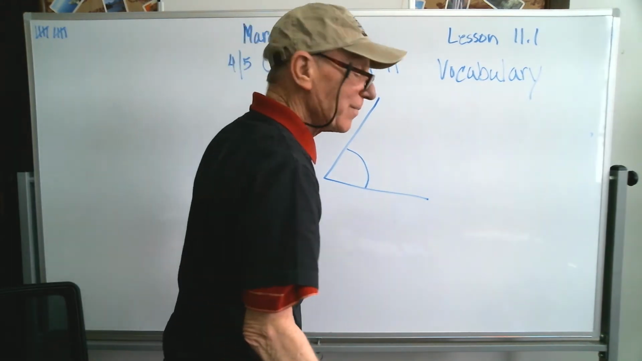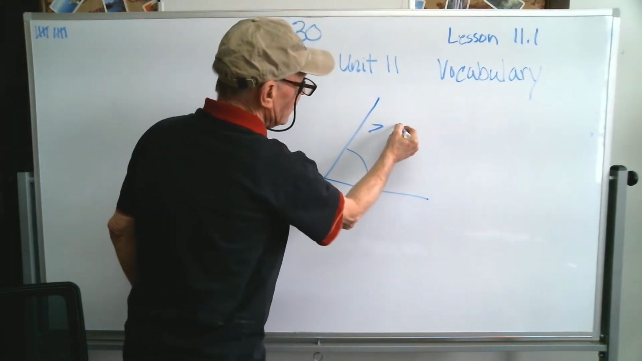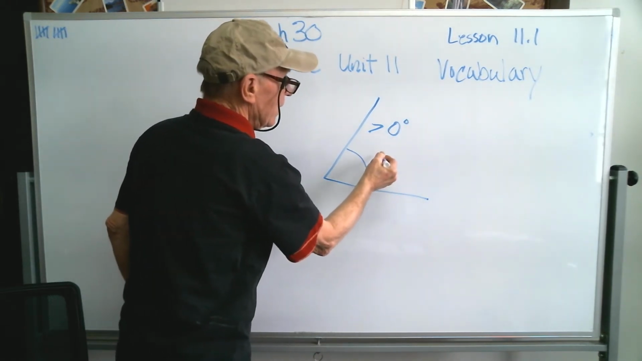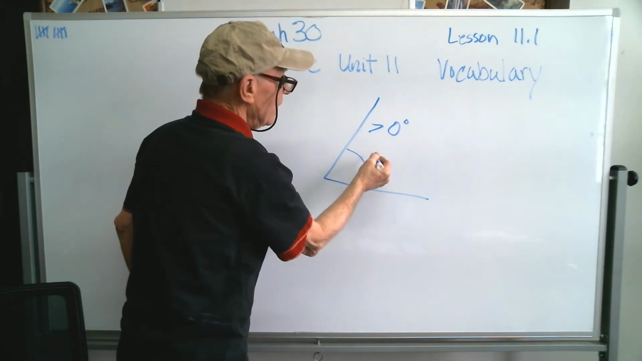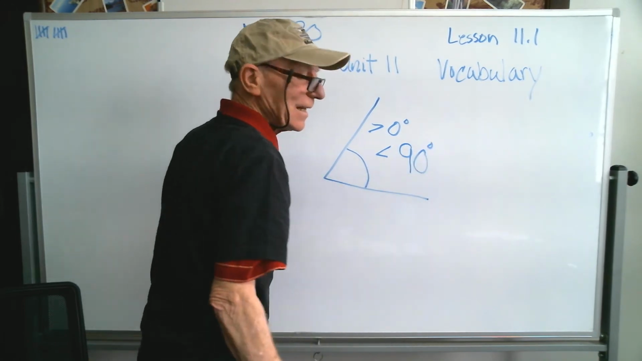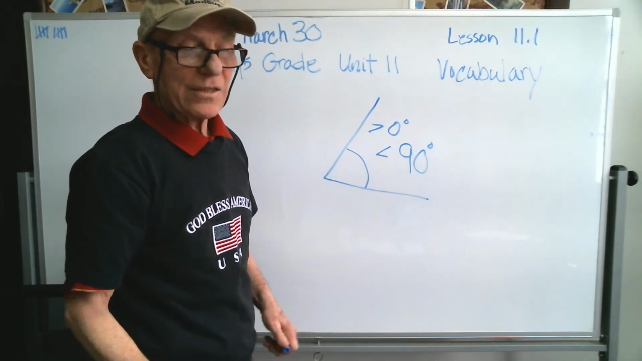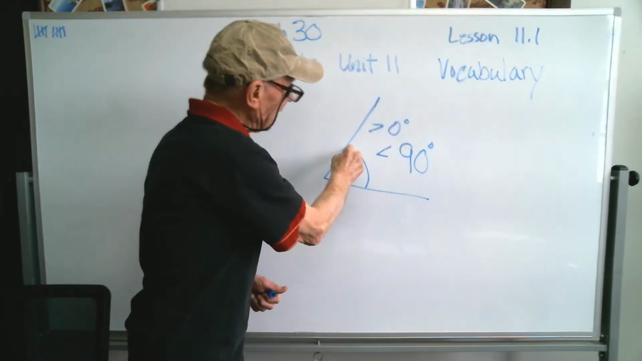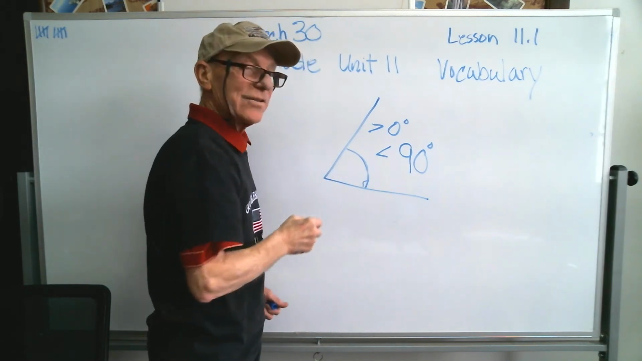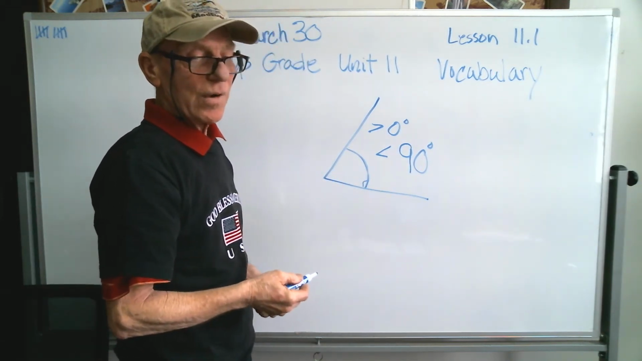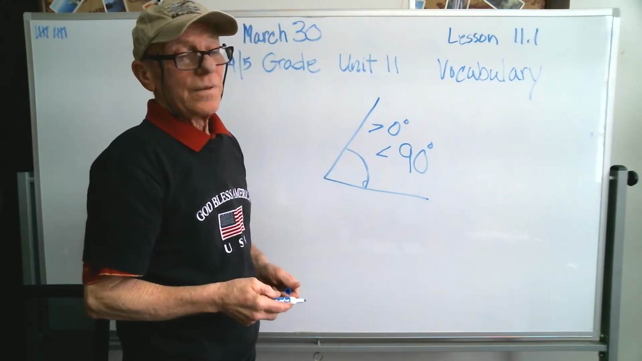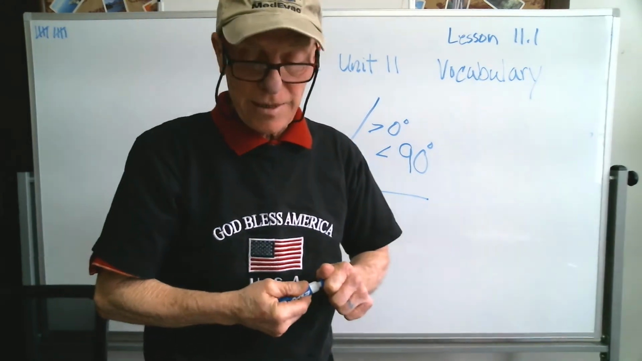that is defined as greater than 0 degrees but less than 90 degrees. That's an acute angle. So the angle that exists between these 2 lines is less than 90 degrees. It's greater than 0, obviously. It'd be a straight line if it was 0. But it's less than 90 degrees.